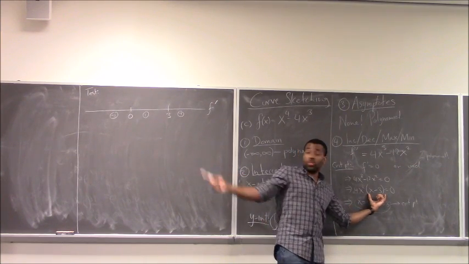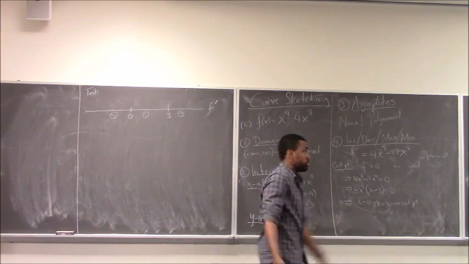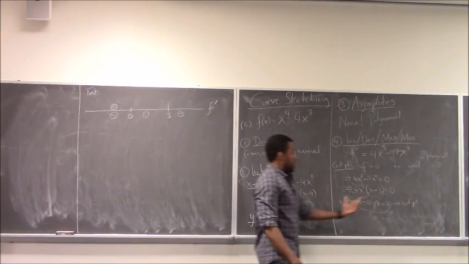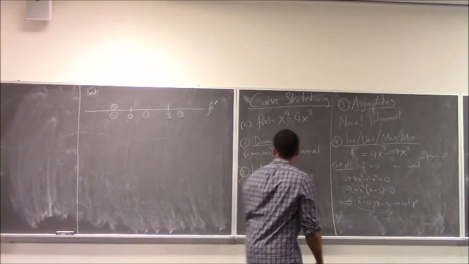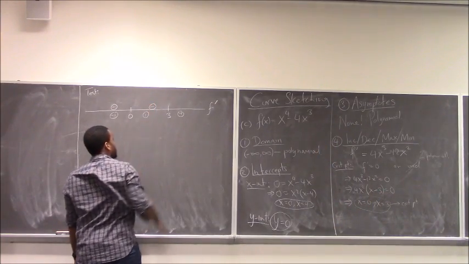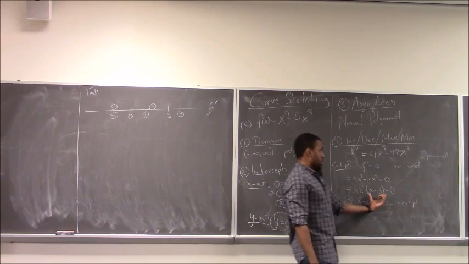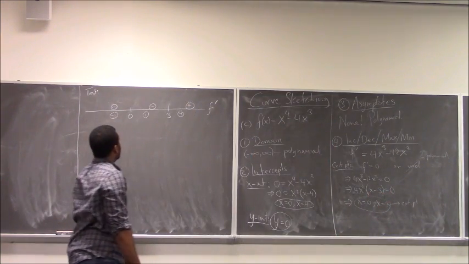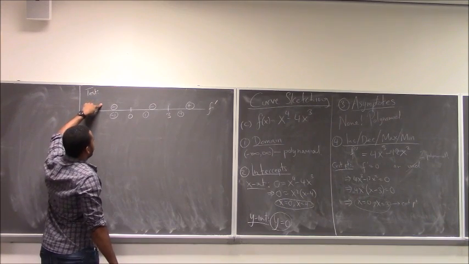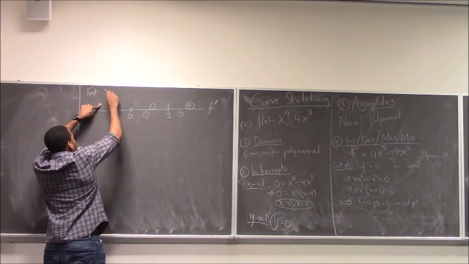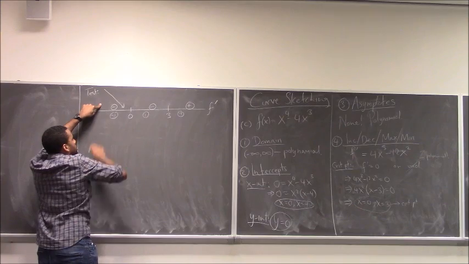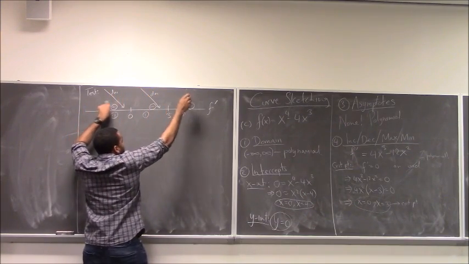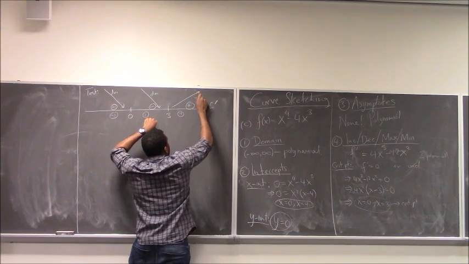If I plug in -1 for x here, that's negative. So over here, we're negative. If I plug in 1 into x minus 3, that's still negative. So right here, it's negative. Plug in 4 into x minus 3, that's positive. So here it's positive. So what does negative mean? It's decreasing. So I know the graph is going down. Somewhere here, it's decreasing, and here it's positive, so it's increasing.